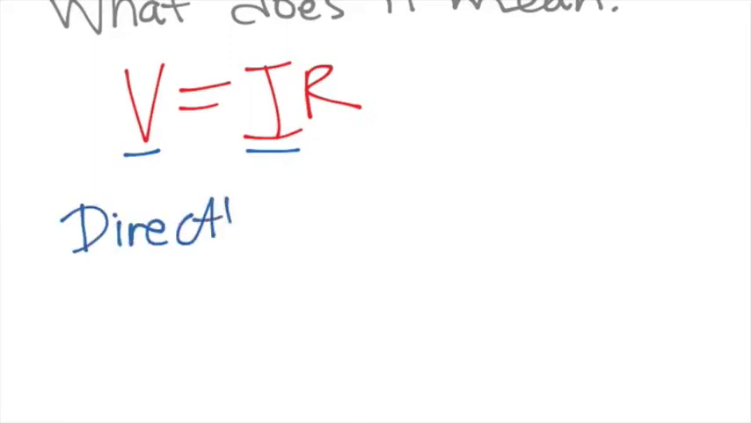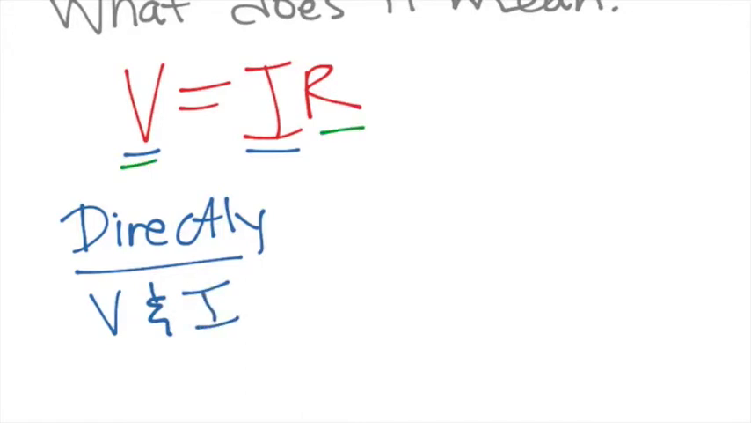I'm going to start a column of this. So V and I. V and R are also directly related because they're on opposite sides of the equation, and if I is constant, an increase in V will lead to an increase in R. So V and R.